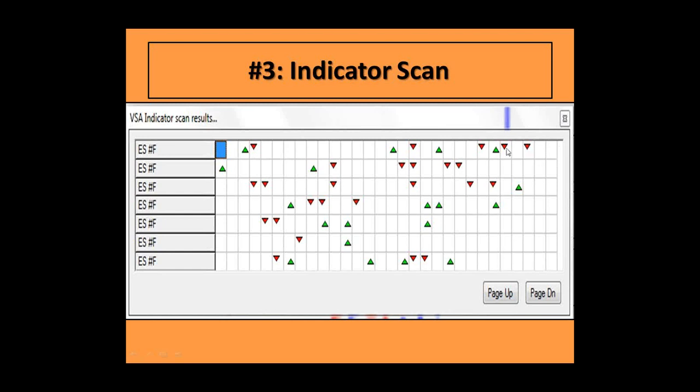You can also notice there's more red here. There's red throughout the 30-minute. Here's my 15-minute, here's my 9, etc. Page up, page down if you had more. I obviously only have 7, but you could page up and down if you wanted to enter many more. This is a great way to scan quickly for trade setups or clusters of similar indicators.